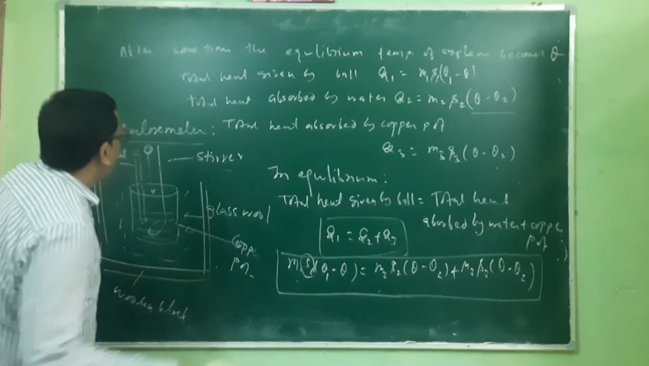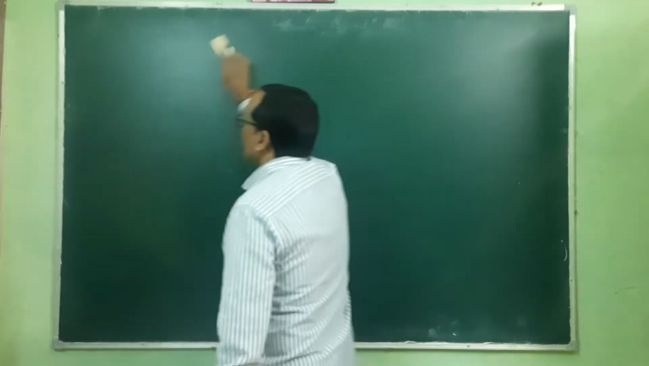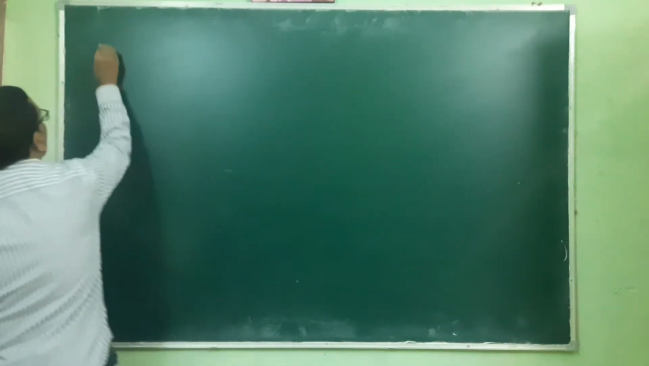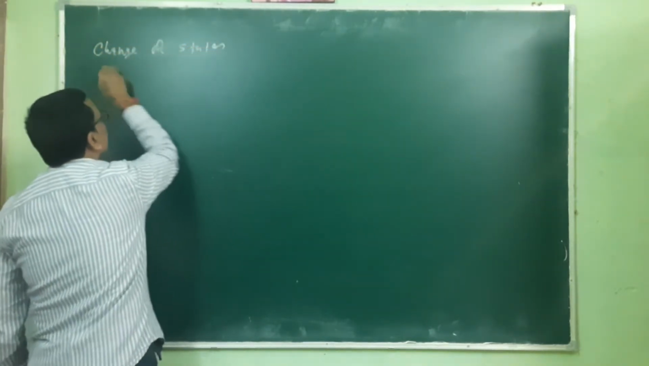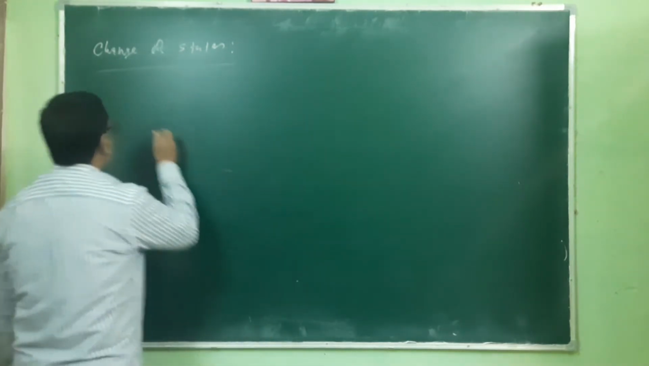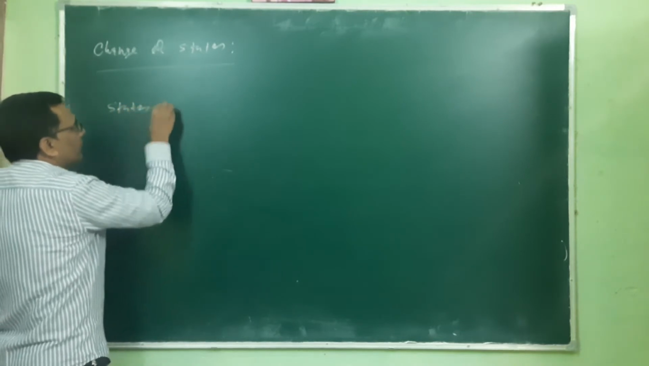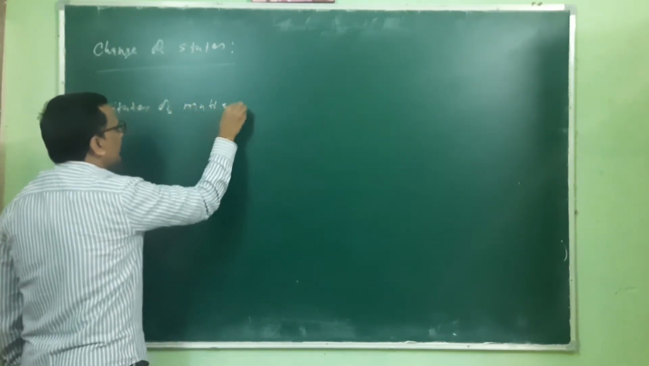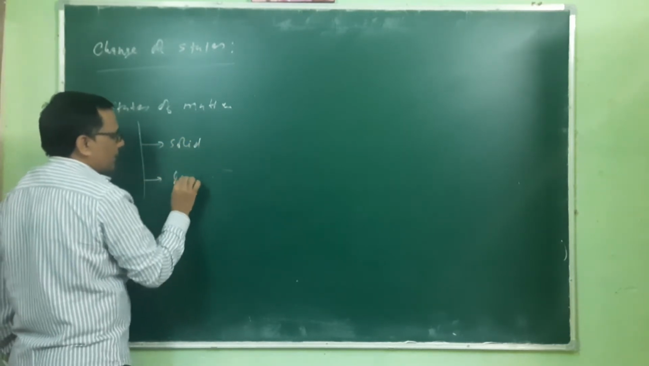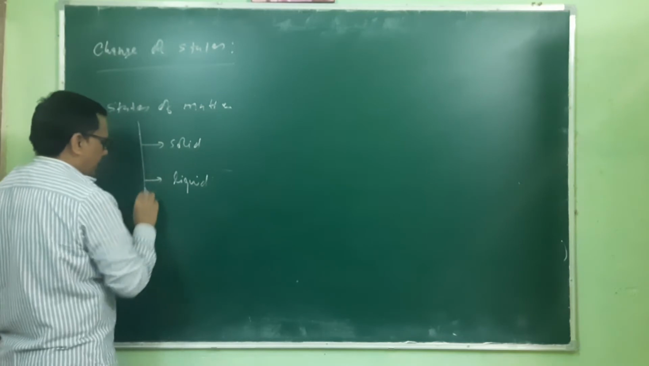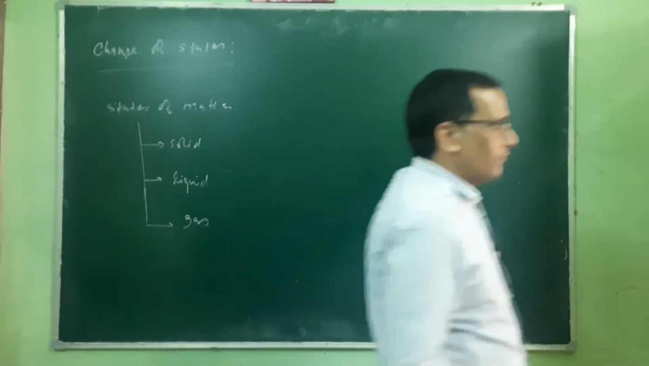Okay, so now the next topic is change of states. We have three states of matter. The first one is solid, the second one is liquid, and the third one is gas. So these are the normally known states.